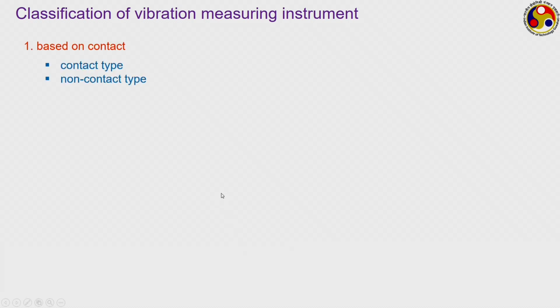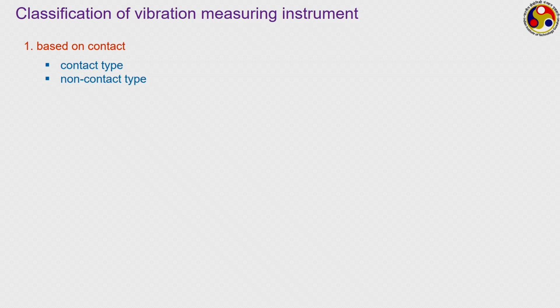So, to start with, I would like to classify the vibration measuring instruments following different types of categories. The first type of classification that we can have is based upon the contact type or non-contact type. The contact type, as the name suggests, means where we can take the instrument in contact with the vibrating member, whereas there may be several situations when it is not feasible or advisable to take the instrument in contact with the vibrating member. So, we have to go for a non-contact type measurement.